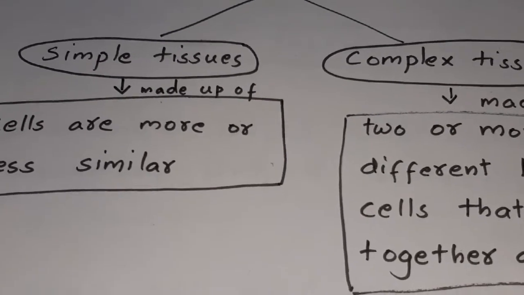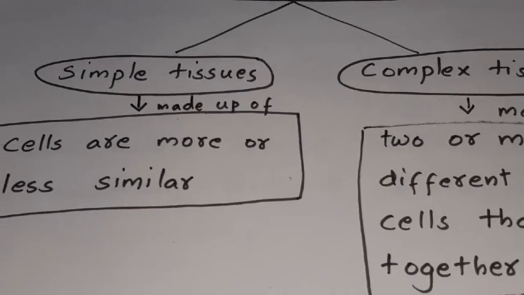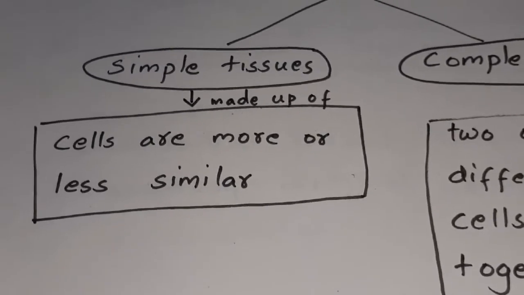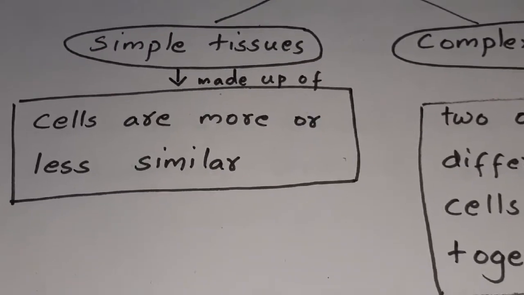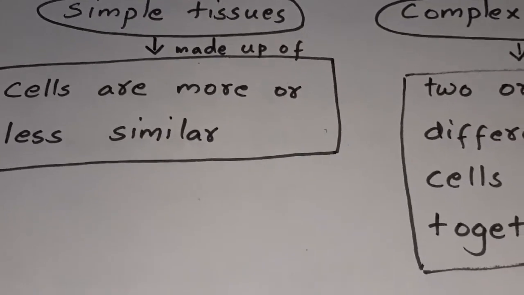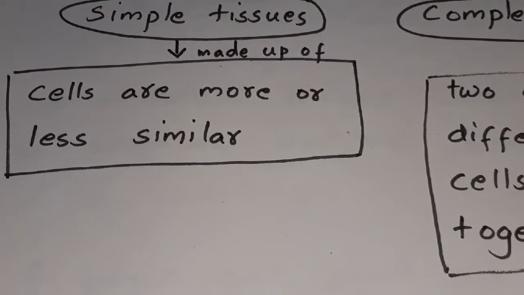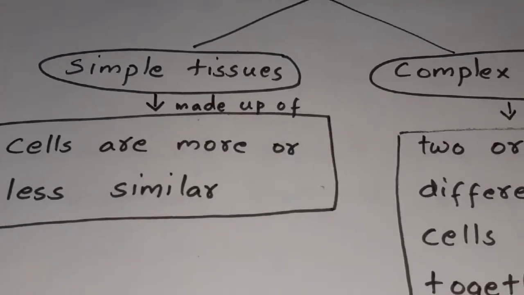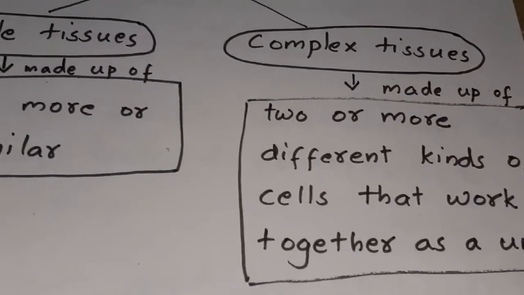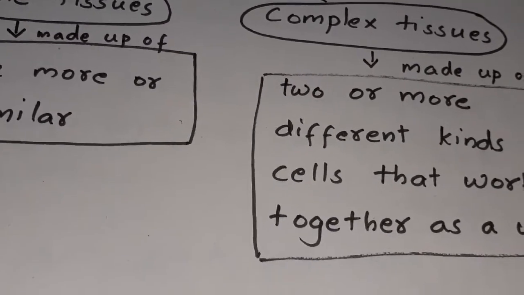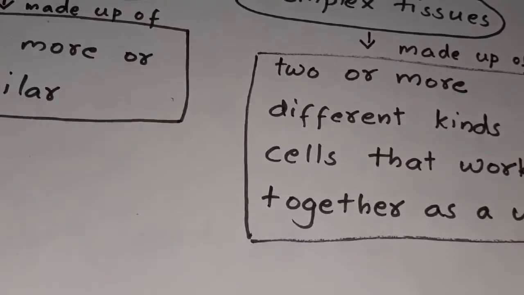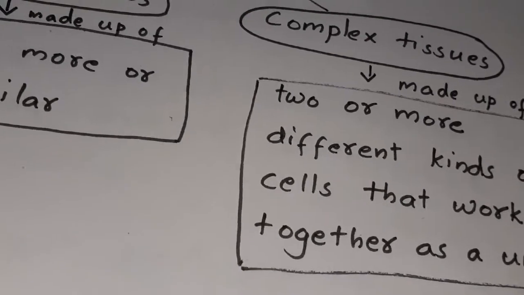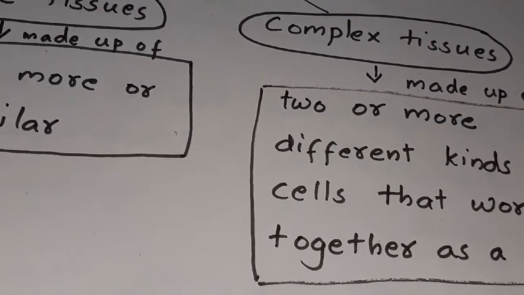Now we will see the simple tissues, how the simple tissues are made up. In simple tissues, the cells are more or less similar. We know that what is a tissue? Tissue means a group of cells. So these cells are more or less similar in simple tissues. But in complex tissues, two or more different kinds of cells together work as a unit. Different types of cells will be there in complex tissue. But simple tissue is made up of more or less similar cells, one type of cell only.